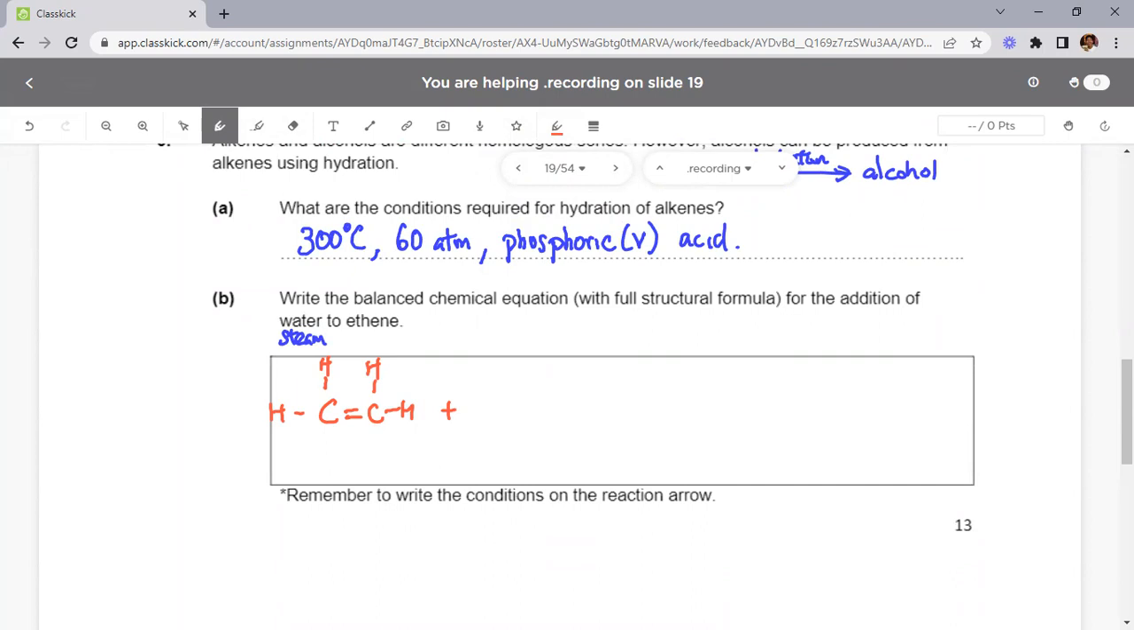Now I want you to see this. Water is H2O, right? So I'm going to draw it like this, and I'll explain why later. So water. I'm going to put the conditions on my arrow: 300 degrees Celsius, 60 atm, and phosphoric(V) acid. Okay, in the addition reaction, once again, for my ethene, I'll break the double bond to become like this.